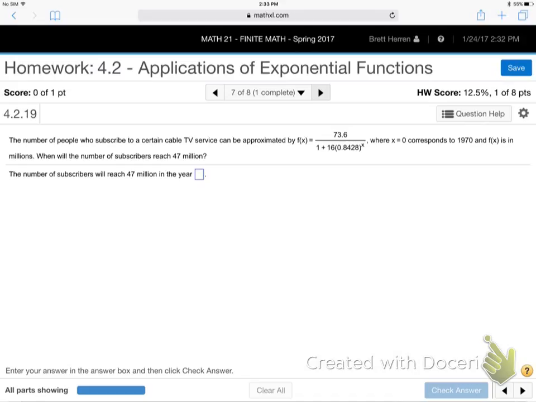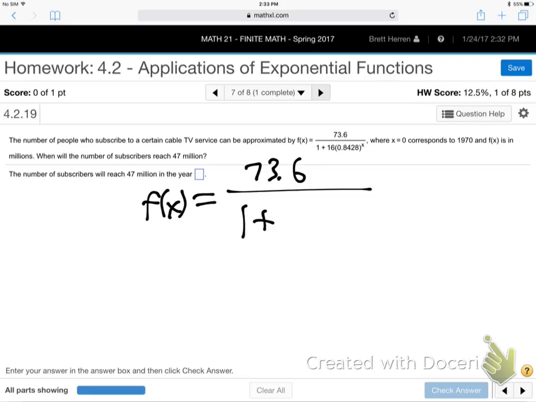Okay, so they give me this function. They're giving me f of x equals 73.6 over 1 plus 16 times 0.8428 to the x, like that. All right, let's see how you're doing at reading word problems and knowing what to do. Let me give you a second. See if you can figure out what to do based on what they're saying and what their question is.